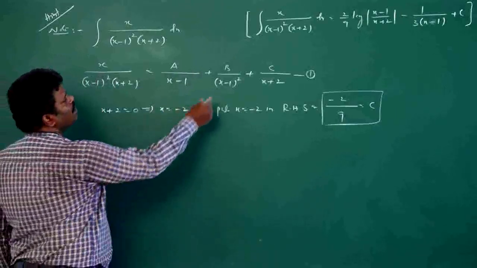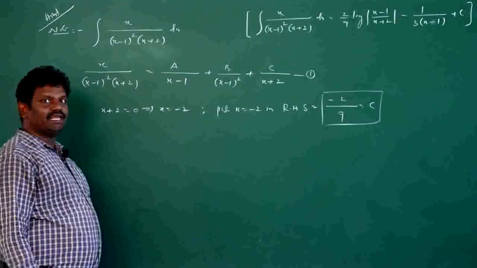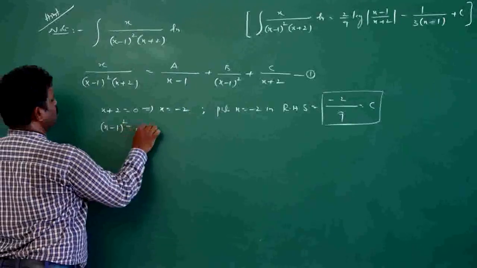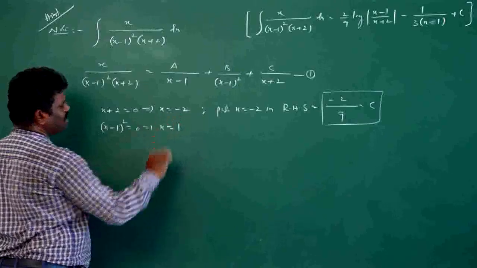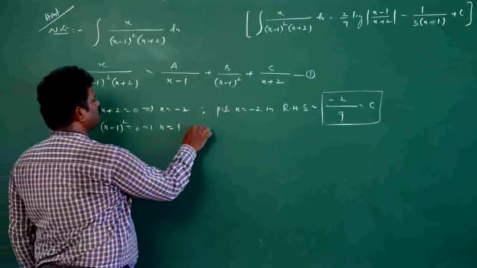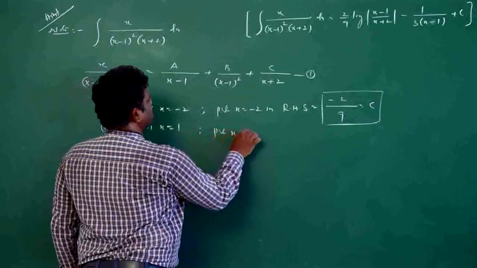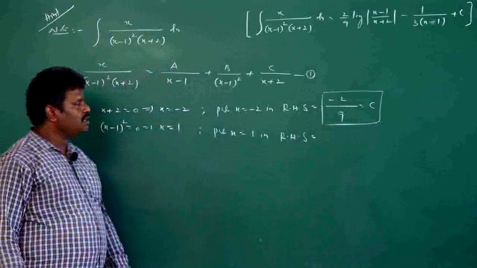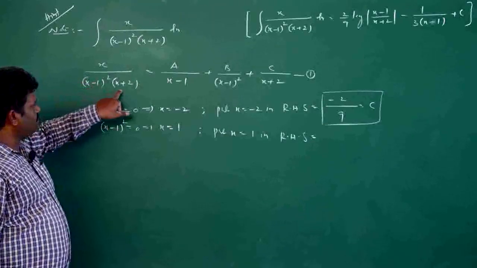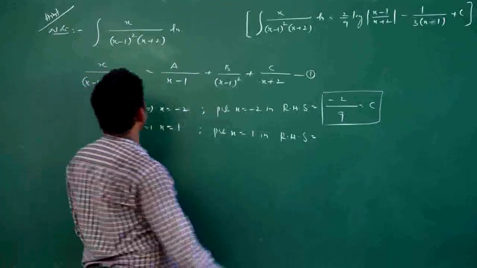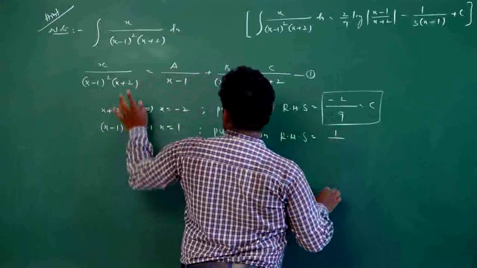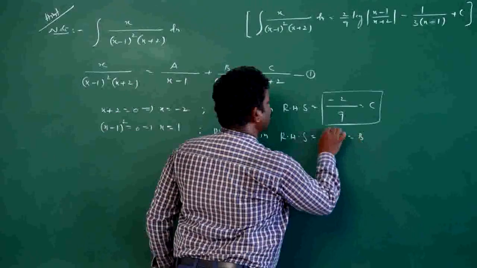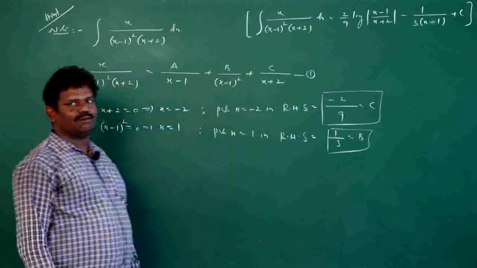That factor we take. Here x minus 1 whole square, x minus 1 is equal to 0. X minus 1 whole square is equal to 0, that implies x is equal to 1, right? Now put x is equal to 1 in the RHS, except this one. If you put the value, then 1 by 1 plus 2, 3, that is the B factor, so B is equal to 1 by 3.